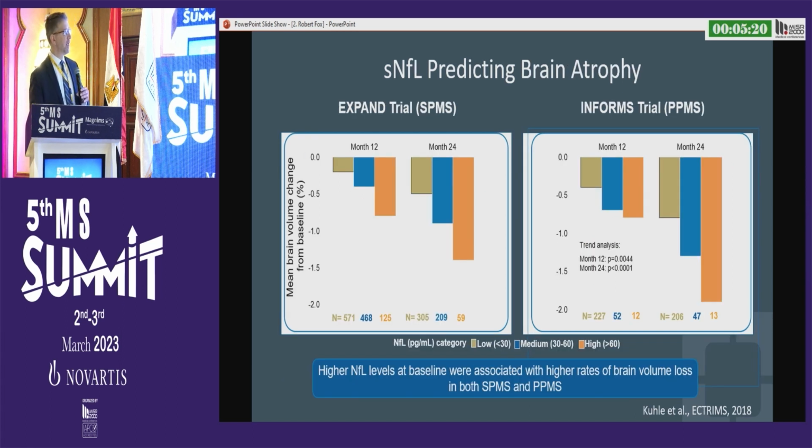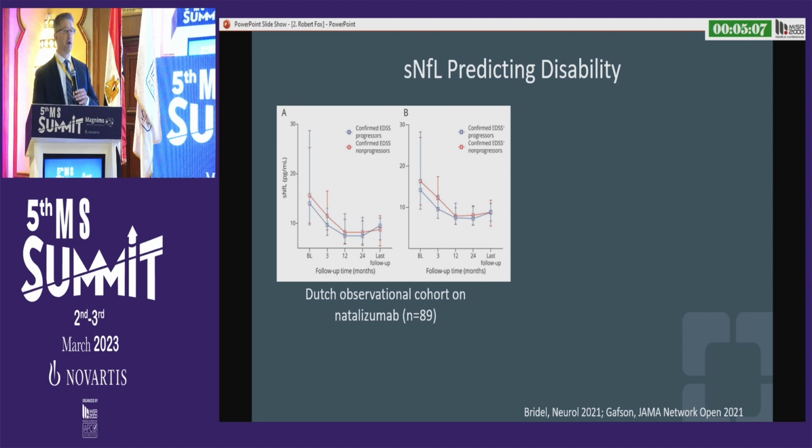That's encouraging. And again, here, brain atrophy, the same studies, siponimod on the left, ocrelizumab on the right. The baseline NFL is predictive of brain atrophy progression over the time of the study. But hold on, not quite so fast. This is a Dutch observational cohort that looked at patients on natalizumab where the active inflammation was subdued and taken out of the picture. And now we see that those with confirmed disability progression versus not, it really didn't matter what their NFL was. So when you take active focal inflammation out of the picture, it's not predictive.